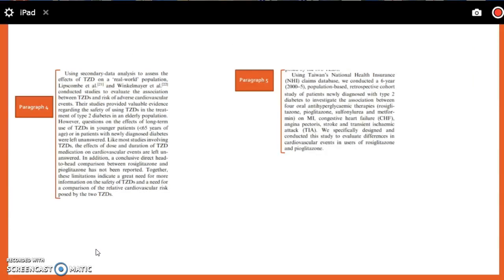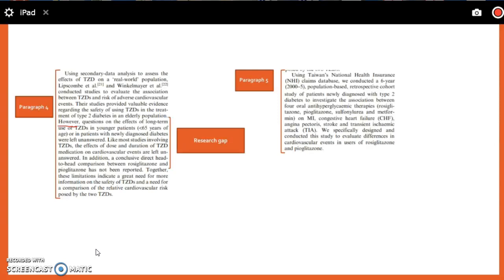So let's look at the last 2 paragraphs. Paragraph 4 here addresses the knowledge gap. Paragraph 5 presents the hypothesis. So here, the authors clearly go into the research gap. They do include an introductory sentence that references a study that is not doing what needs to be done. Because then they cleverly start with, however, questions on the effect of long-term use of TZDs in younger patients or in patients with newly diagnosed diabetes were left unanswered.